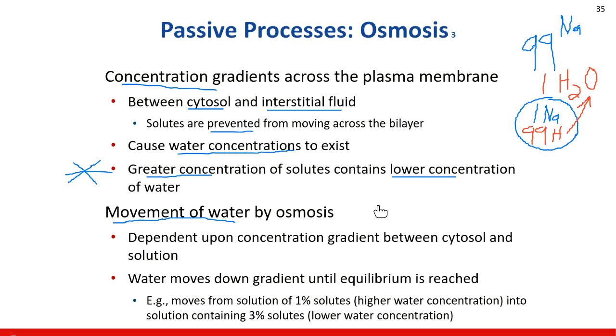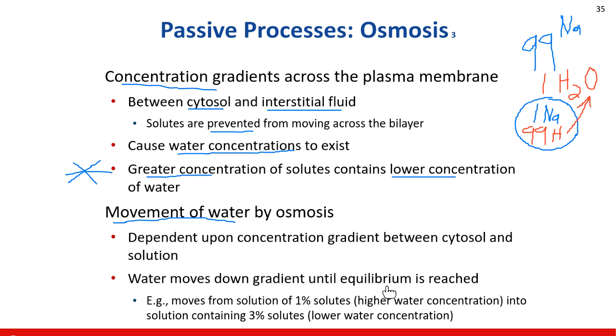This statement here refers to the concentration gradient across the plasma membrane. This is before any water moves. All right, so this is prior to the movement of water. So the greater the concentration of solutes contains the lower concentration of water. So then when water starts to move, it's going to move down its concentration gradient, obviously until equilibrium occurs.